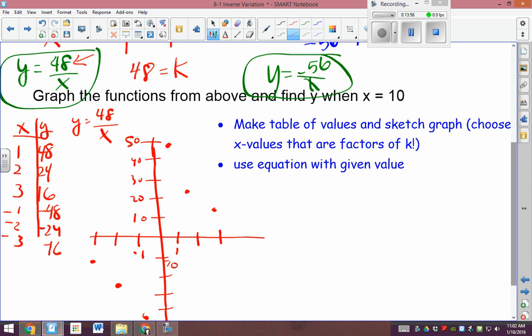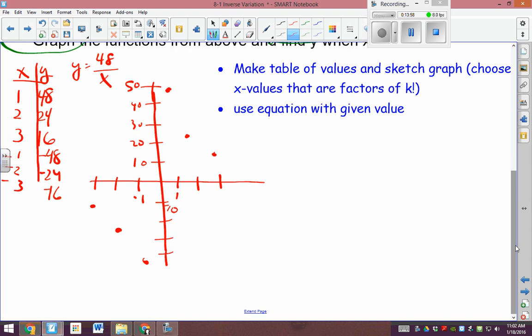Well, that looks like nothing we've seen before. If you want, you can do more points, but let's do one more point, something a little bit bigger. If I go out to 8, divide 48 by 8, I get 6 and -6. So 3, 4, 5, 6, 7, 8. And 6 is about here.